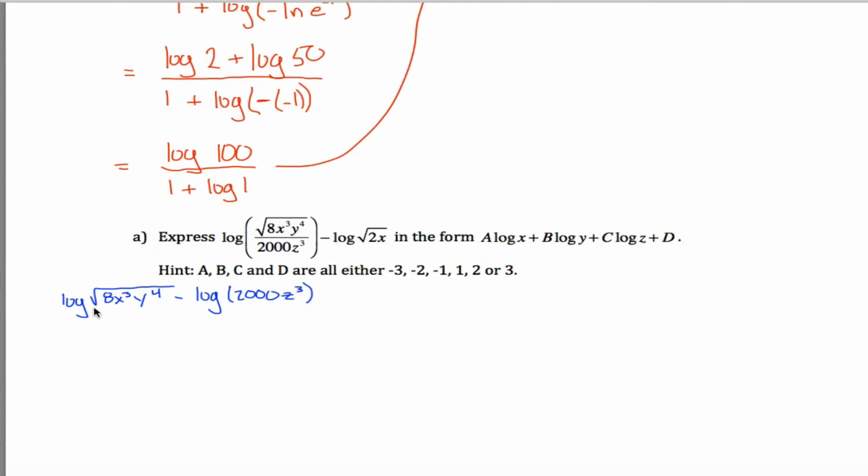Because I have the log of a quotient, I can rewrite that as the difference in two logs. And then I still got this minus the log of the square root of 2x. So I can apply my third log rule to take this square root, which is the same as raising it to the 1/2 power, and rewrite this as 1/2 times the log of, all right, I'll wait another step before I do any more, 8x cubed y to the 4th, minus the log of, I'll just leave this alone for now, minus 1/2 times the log of 2x.